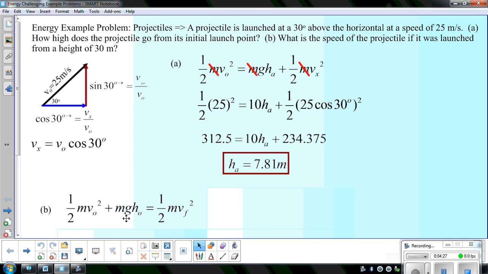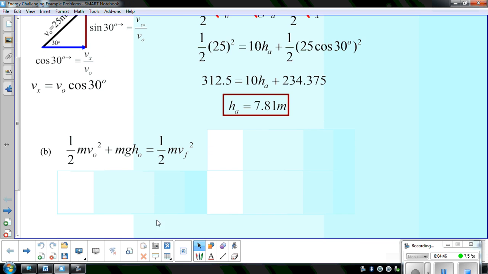Now for part B, it says, what is the speed of the projectile? Well, it doesn't say what's the final velocity in the y direction or what's the final velocity in the x direction. It just asks what speed is it going. It's moving diagonally down and to the right. Well, we can find that speed pretty easy using energy.